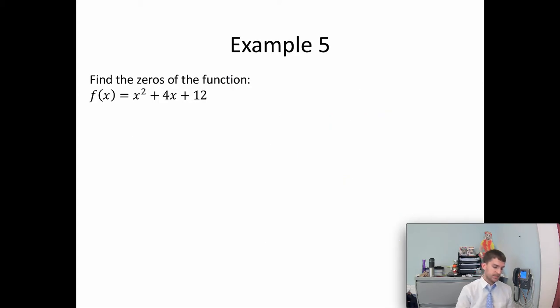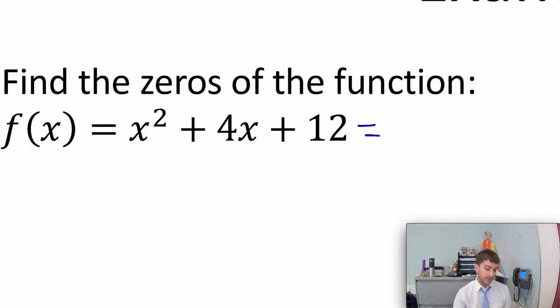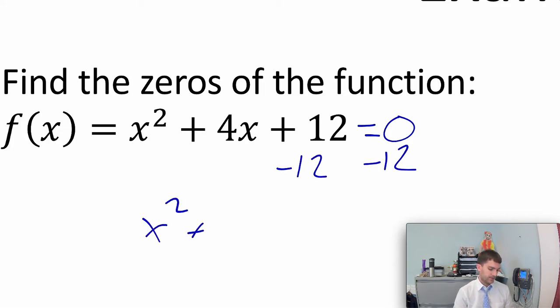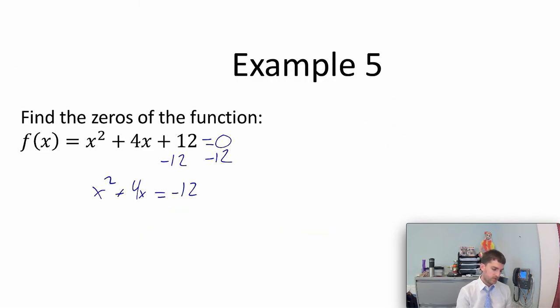Taking a look at the next one, similar process. We're going to find the zeros, so let's set it equal to 0. Subtract 12 from both sides. We have x squared plus 4x equals negative 12. Now we're going to add b over 2 squared to both sides.